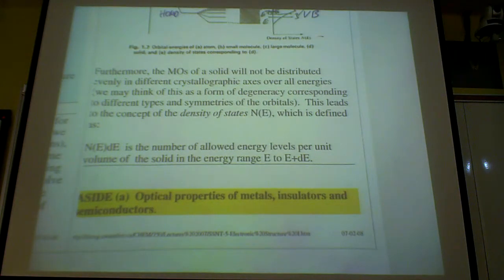So the density of states times dE is the number of energy levels, in fact, in a certain range per unit volume. That's what density of states is. Okay. Now, from this, I think I will do a couple of asides, if you like.